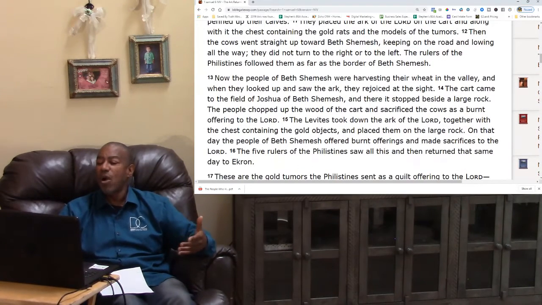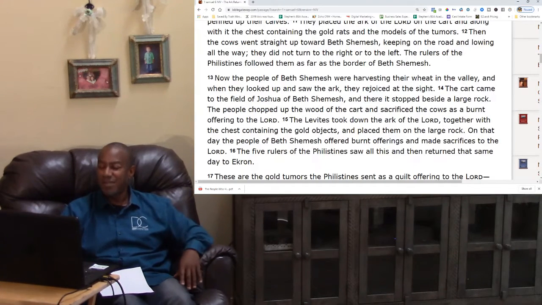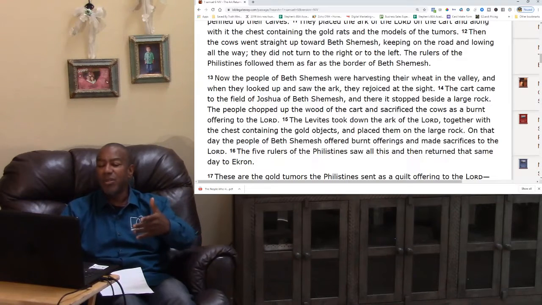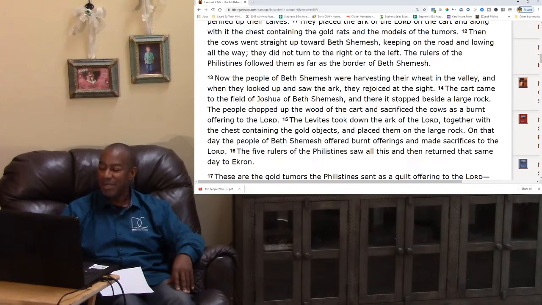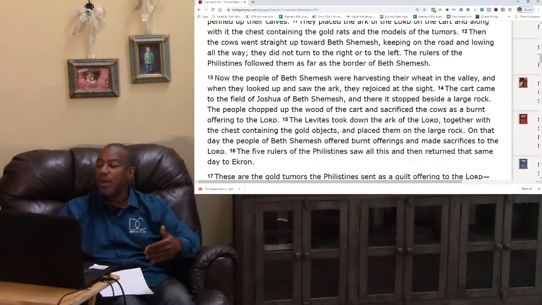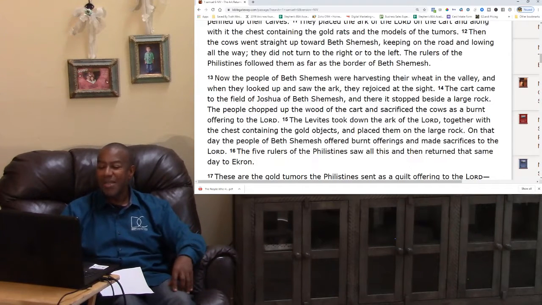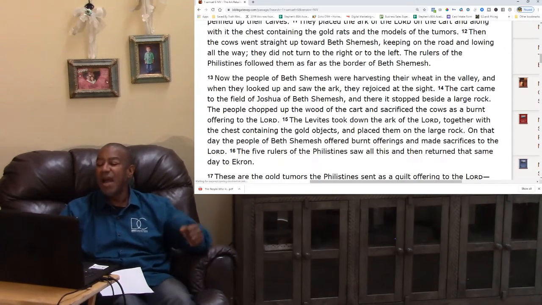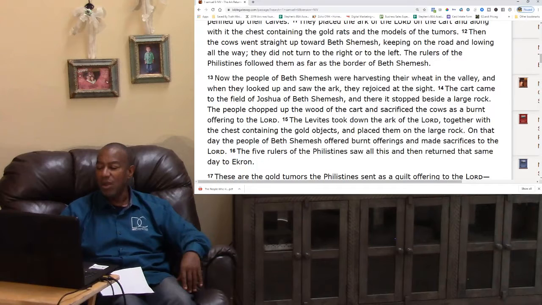Now the people of Beth Shemesh were harvesting their wheat in the valley. And when they looked up and saw the ark, they rejoiced at the sight. The cart came to the field of Joshua of Beth Shemesh, and there it stopped beside a large rock. The people chopped up the wood of the cart and sacrificed the cows as a burnt offering to the Lord. The Levites took down the ark of the Lord, together with the chest containing the gold objects, and placed them on the large rock. On that day, the people of Beth Shemesh offered burnt offerings and made sacrifices to the Lord. The five rulers of the Philistines saw this and returned that same day to Ekron.